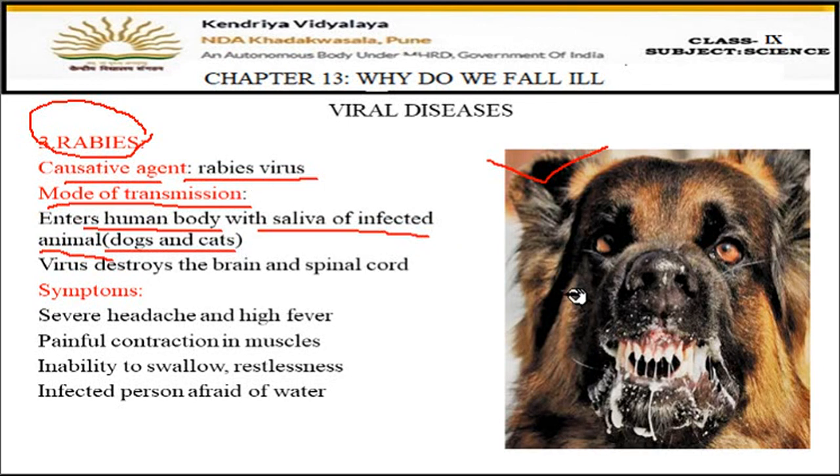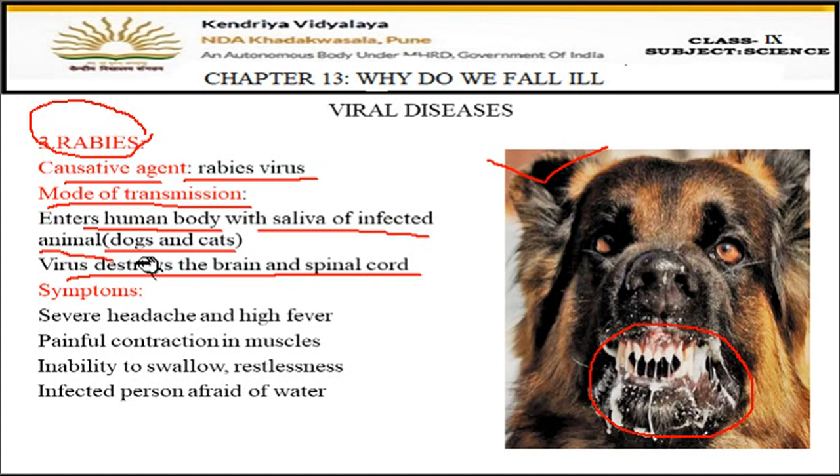Once the virus enters their body, they get rabies. And if such an animal bites a human being, you can see in this part how much saliva is given out of the mouth. This saliva gets mixed with the blood of the human, and the virus enters the human body. This virus destroys the brain and the spinal cord, so all the nerves and the brain get damaged due to this virus. So it's a very harmful virus.